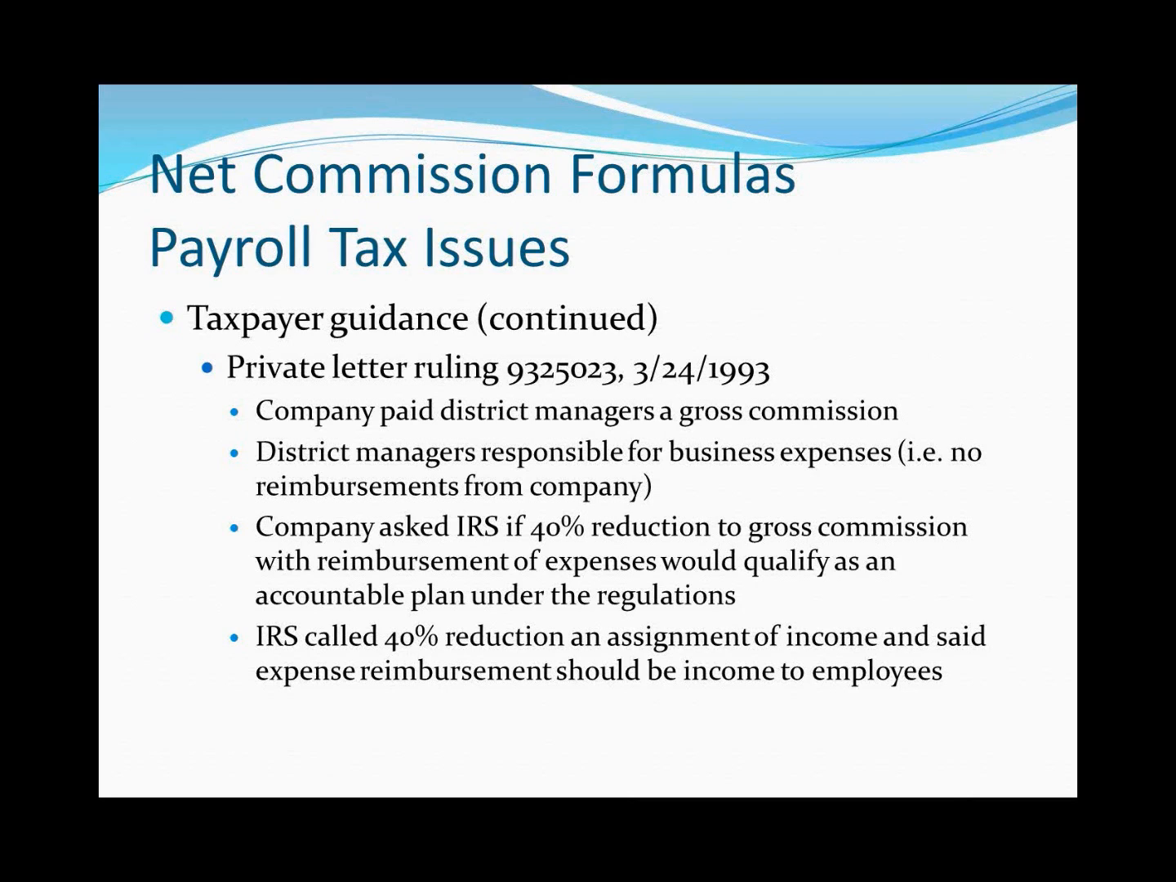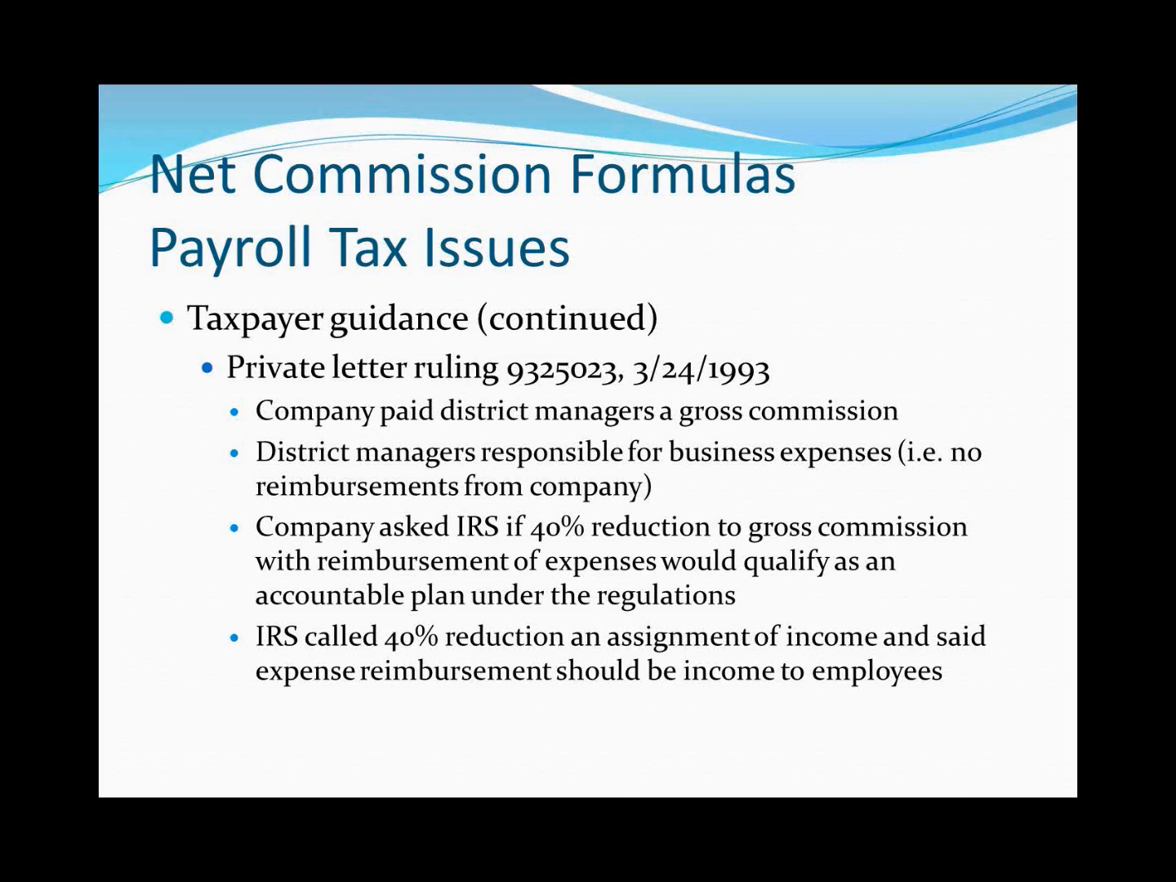What happened in this ruling is the company was paying district managers a gross commission, and the district managers were then responsible for all the business expenses, i.e. there weren't any reimbursements from the company. So they got a gross commission of $100, and then they were responsible for all the expenses that they had to incur in performing their duties. So if they incurred $25 of expenses, they had $100 gross commission and $25 of expenses. But since the company wasn't reimbursing, they would have to report all of that on their individual 1040 personal tax return.